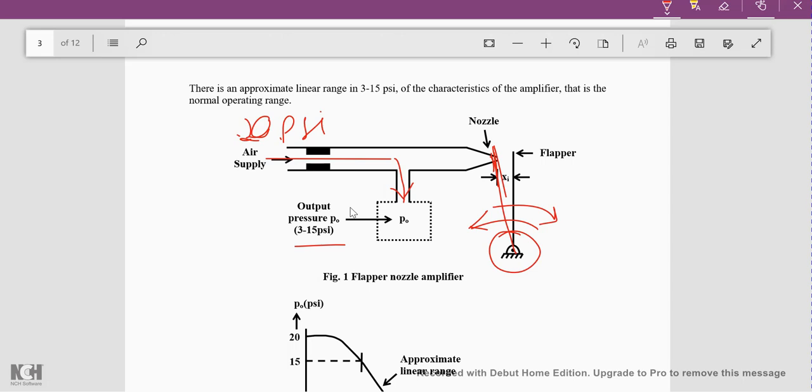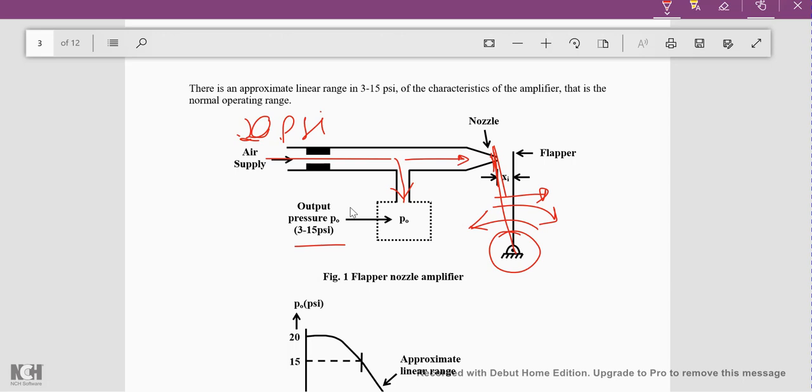So in order to reduce the 5 psi pressure, we have to increase this displacement towards the other side. We have to move it away from the nozzle point. Therefore this flapper is moved towards the other point. As the flapper opens the nozzle here, some amount of air will start going through this vent available here, opening available here.